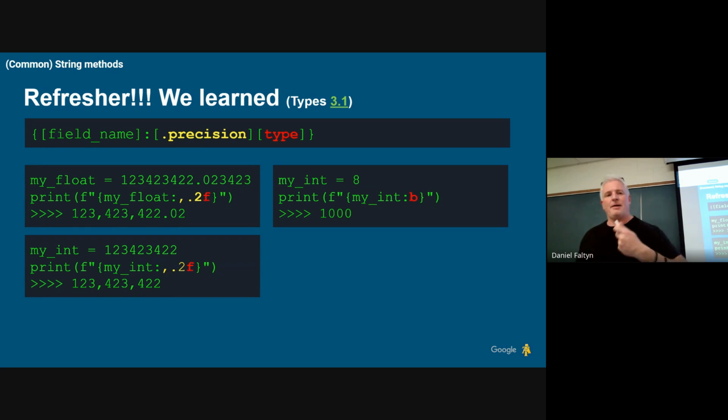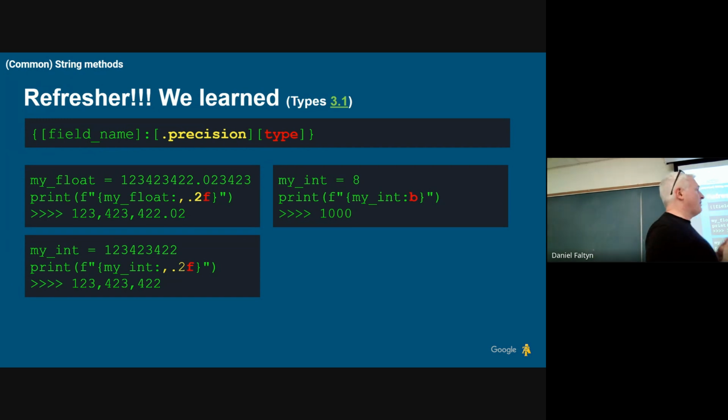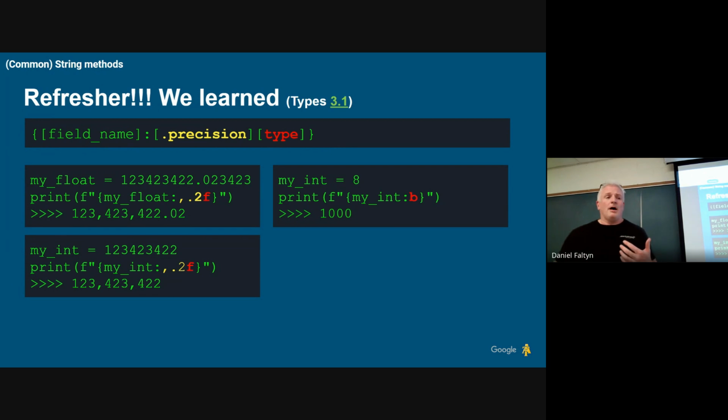Again, the real takeaway for this type, for the precision, is just be aware that the concept exists. I mentioned this in lecture last time. If you ask me right now how to do scientific notation, I have no clue what it is. I'm going to look it up, right? So I would expect you to do the same thing. But you need to understand there are different ways to do formatting.